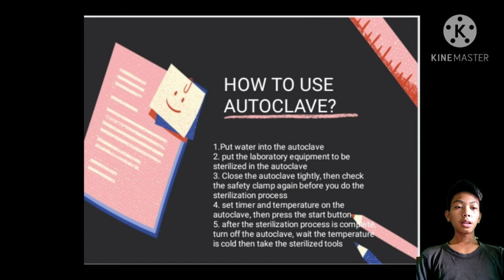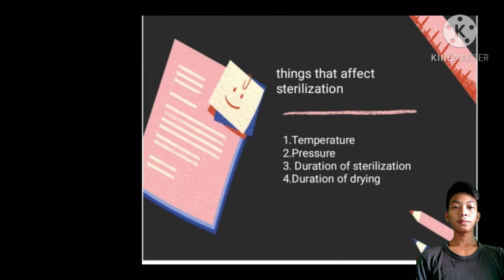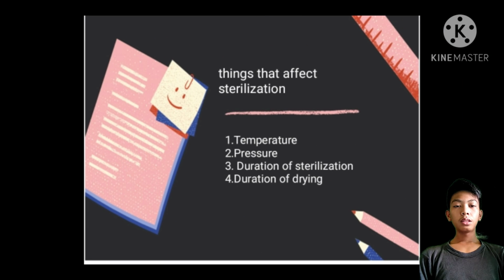Next, set the timer and temperature on the autoclave. Then press the start button. Last, after the sterilization process is complete, turn off the autoclave. When the temperature is cool, then take the sterilized tools. Things that affect sterilization are temperature, pressure, duration of sterilization, and duration of drying.